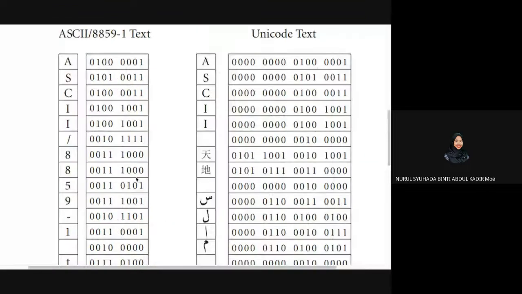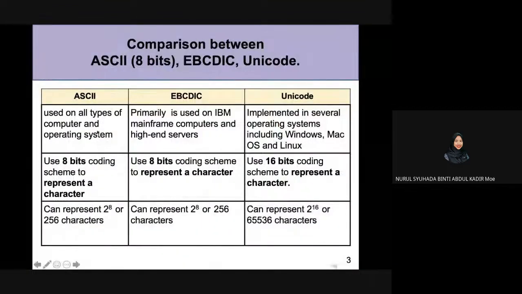So apa perbezaan dia? Hanyalah pada di mana dia digunakan. ABCD ni memang tak jumpa dekat komputer biasa. Kita akan jumpa dekat IBM mainframe computer and high-end server. Tapi ASCII ni kita boleh jumpa dekat banyak sistem. ASCII dulu keluar baru Unicode, okay? Unicode ni yang baru, yang terkini.